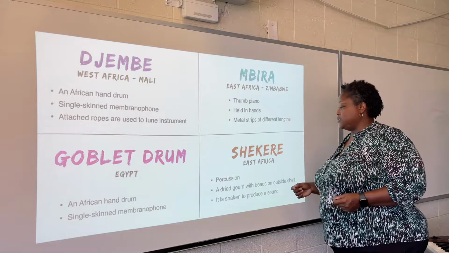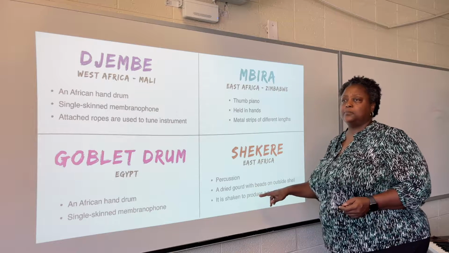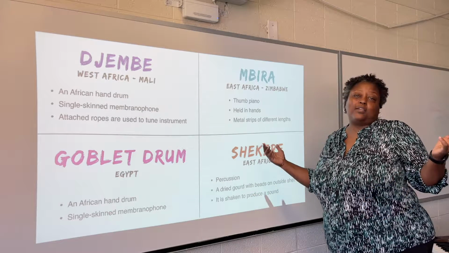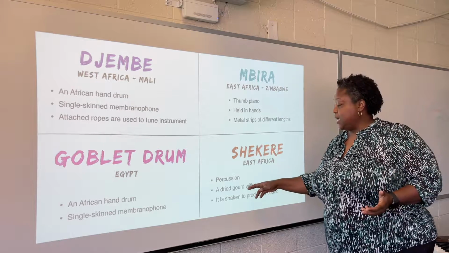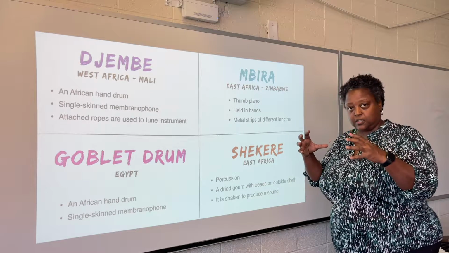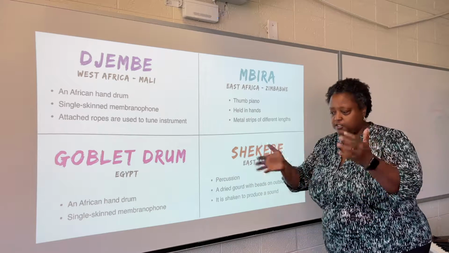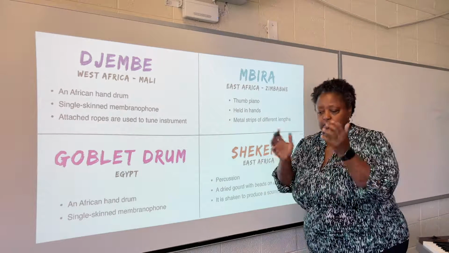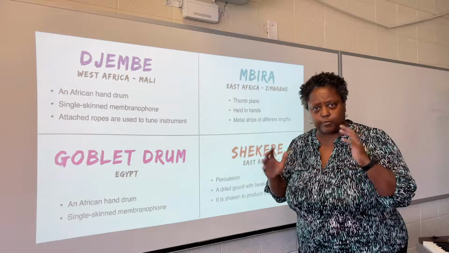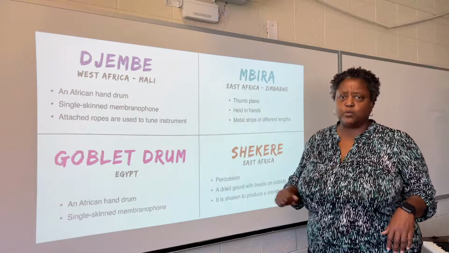And then the shekere, which is from East Africa, is a percussion instrument. It's a dried gourd. You've got to look up gourd. It could be like a pumpkin, something like that. It's dried with beads on the outside shell. The shell has become hard, and they put these beads on the outside, and it's shaken to produce the sound. If you've seen that, you're like, oh yeah, I have seen somebody doing that type of motion. Of course, just look on YouTube. You'll see examples of each one of these.